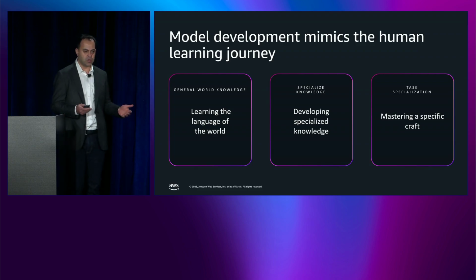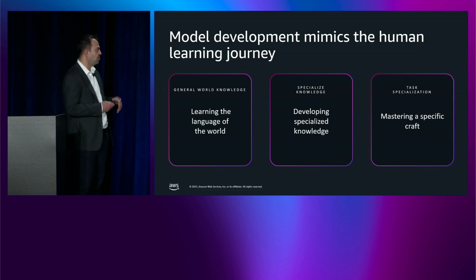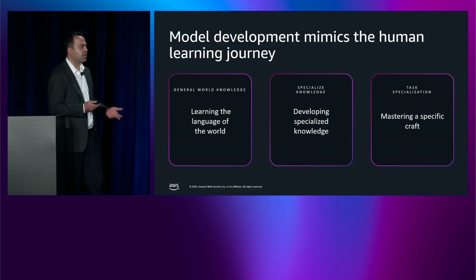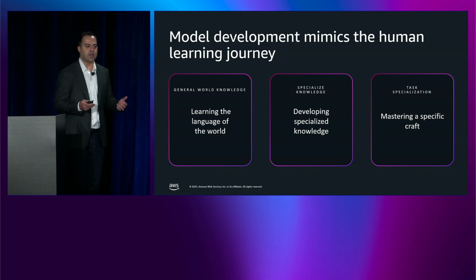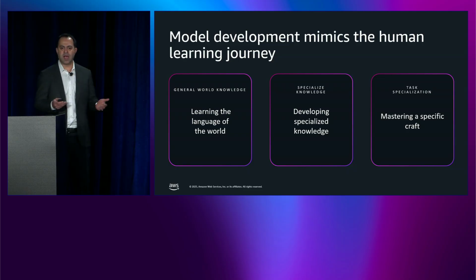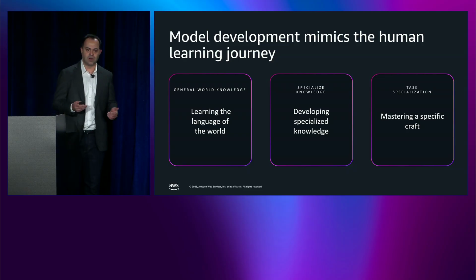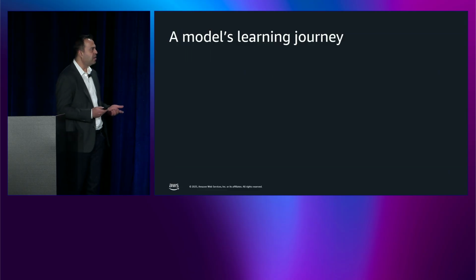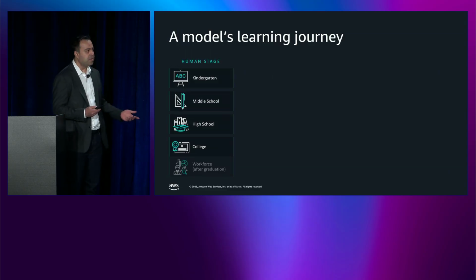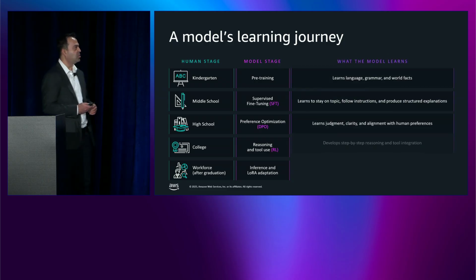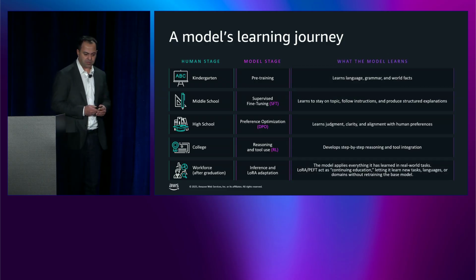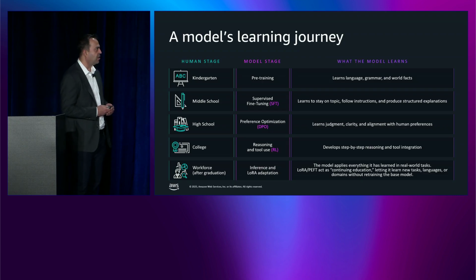In the first stages of model learning, they learn the generalized world knowledge. Then they start learning more specialized knowledge. And then finally, they get better at executing tasks. This is actually not much different than how humans learn. So let's take a look at the human learning journey and how it compares to how models learn. So let's start with pre-training, which is the first stage of model learning.